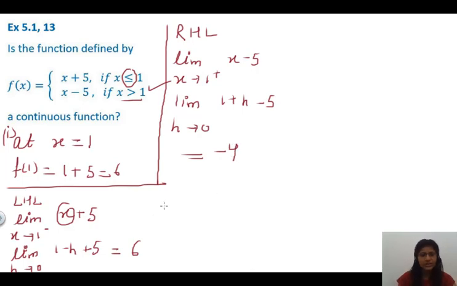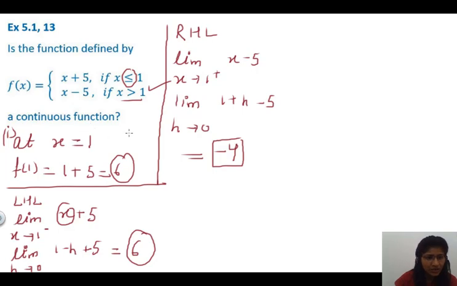So you see the function is not continuous at x equal to 1 because the RHL value is not the same as the value of the function at that point and LHL. Hence the point of discontinuity is 1 here. Clear? So here they are just asking, is the function defined by f of x a continuous function? So we got one point where it is not continuous. We can say here no, it is not a continuous function.